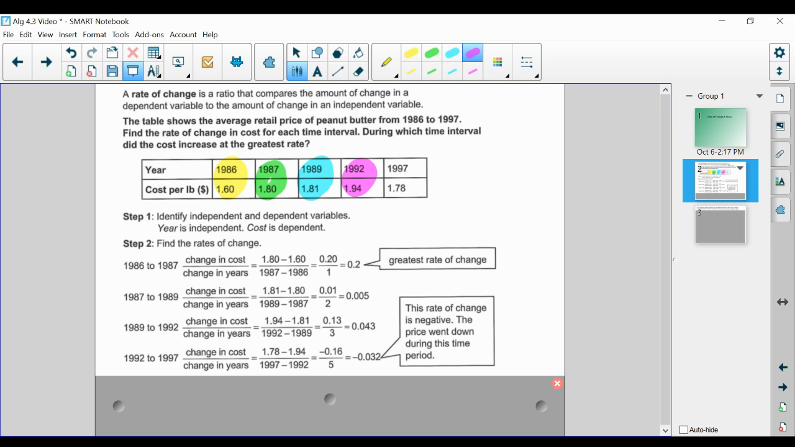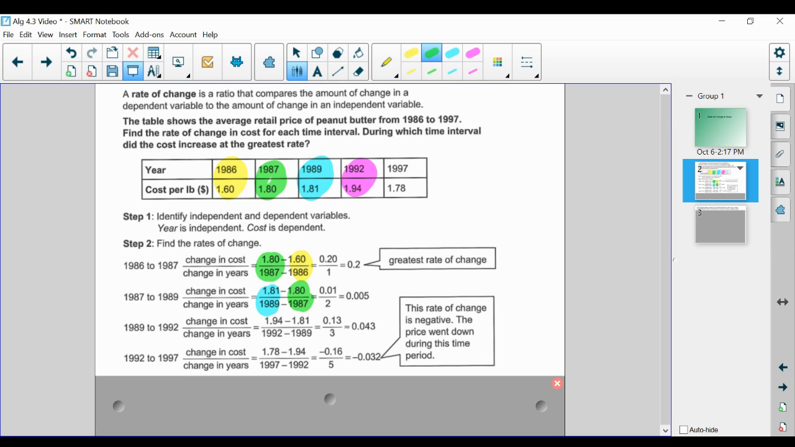Well, if we're looking from 1986 and 1987, 1987 is green. It was $1.80. 1986 is yellow. Notice how the green is on top of the green, the yellow is on top of the yellow. Looking from 1987 to 1989, well, 1989 is our blue value. 87 is our green value. Notice green's on top of green, blue is on top of blue.